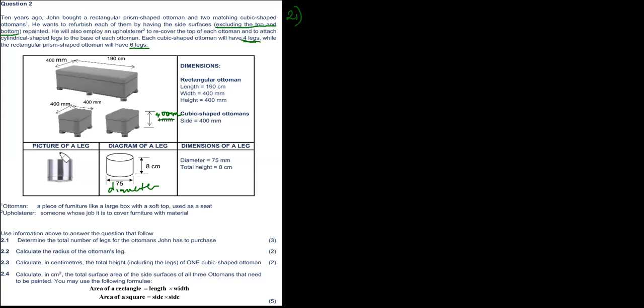2.1, we're going to say, okay, the total number here: we've got 6 for the big rectangular ottoman, plus 4 times 2, because each of these 2 has 4. So this is going to be 6 plus 8, which is going to give us 12. Is it 12? No, it's 14. 14 legs.